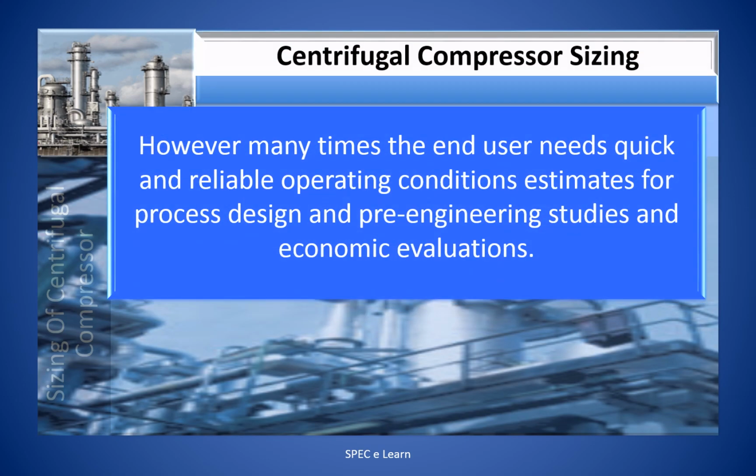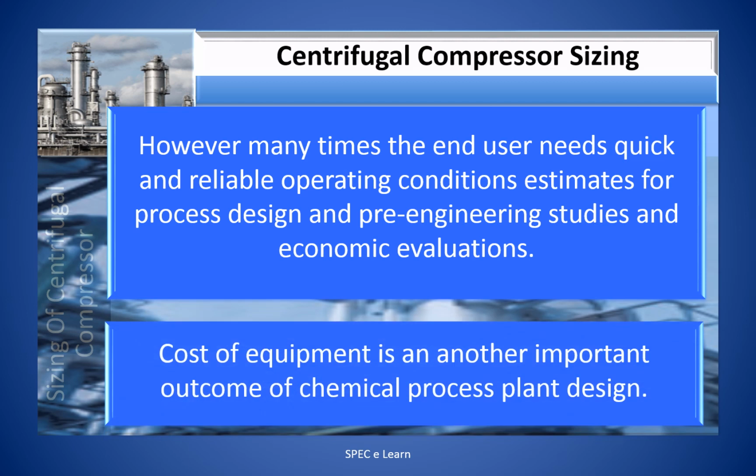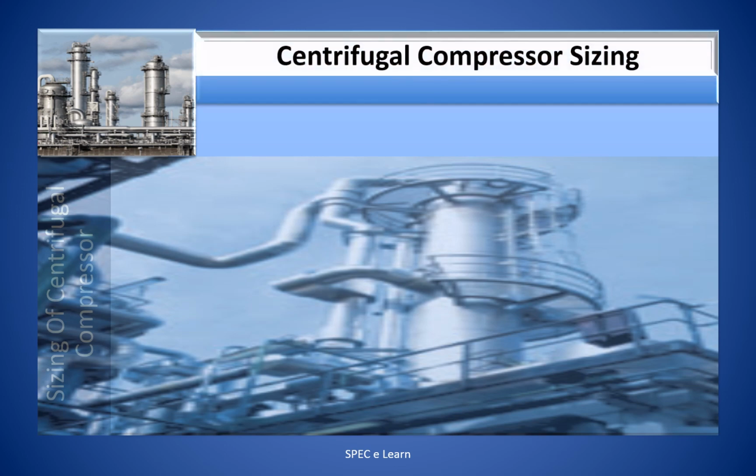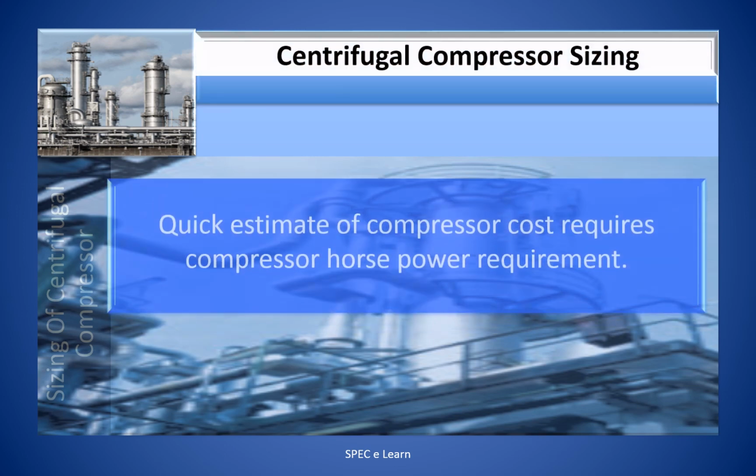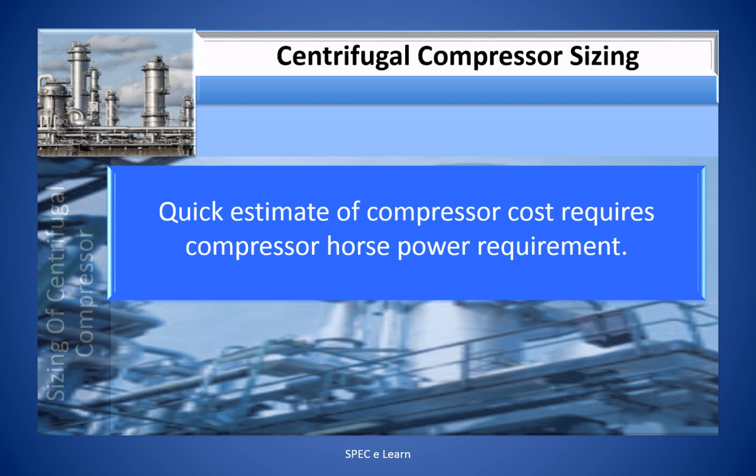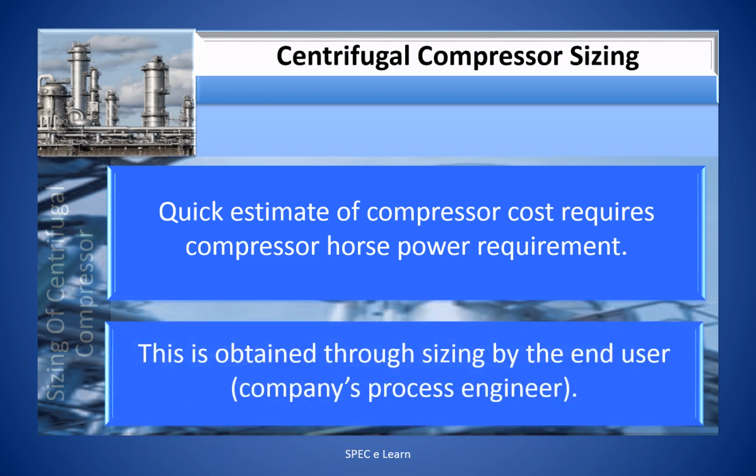However, many times the end user needs quick and reliable operating conditions estimates for process design and pre-engineering studies and economic evaluations. Cost of equipment is another important outcome of chemical process plant design. Quick estimate of compressor cost requires compressor horsepower requirement. This is obtained through sizing by the end user, that is company's process engineer.